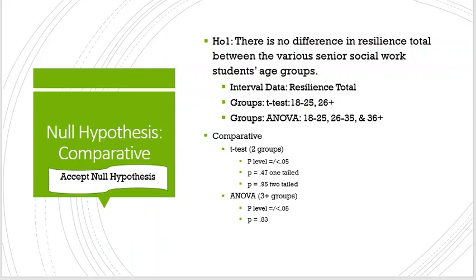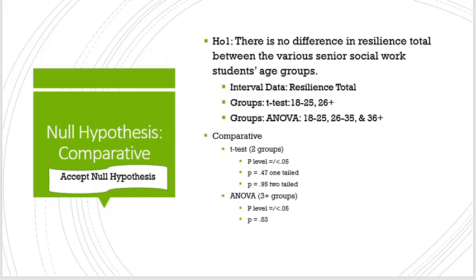We broke it into 2 different groups. So one group, we're going to look at utilizing a t-test. In this case, I used the 18 to 25-year-olds and the 26-year-olds as the 2 groups, and then I ran a t-test. The second inferential statistic that I ran was the ANOVA. It examines how the values in the 3 age groups, 18 to 25, 26 to 35, and 36 plus, compared to one another in terms of the resiliency total.